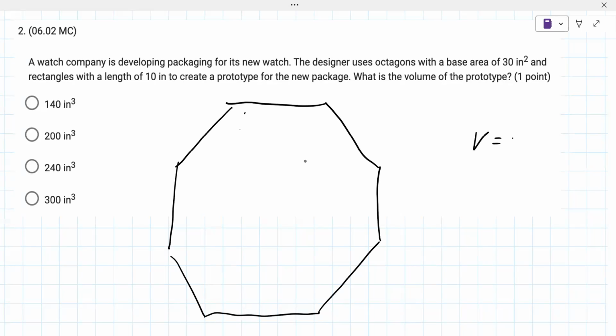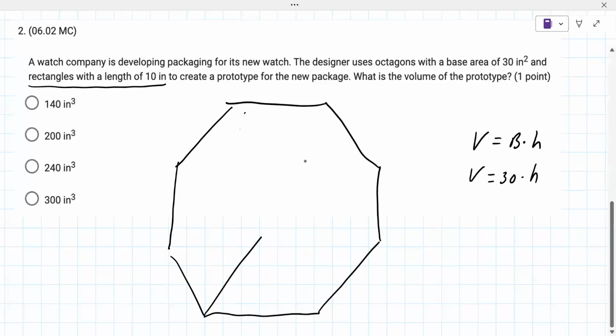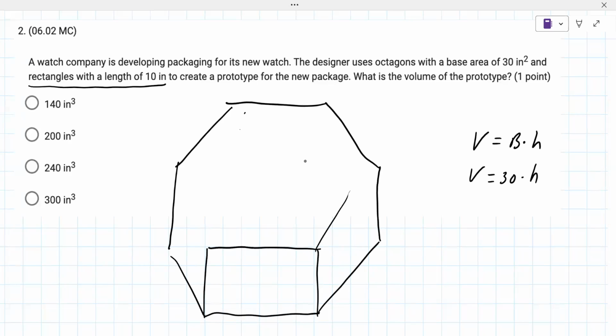So the volume is the area of the base times the height. The base is 30, but we don't know the height. Now they're telling us the rectangles have a length of 10. I think the rectangles are kind of coming out, like imagine that's coming straight up out of the page. It's more 3D, but it's really hard to draw here.